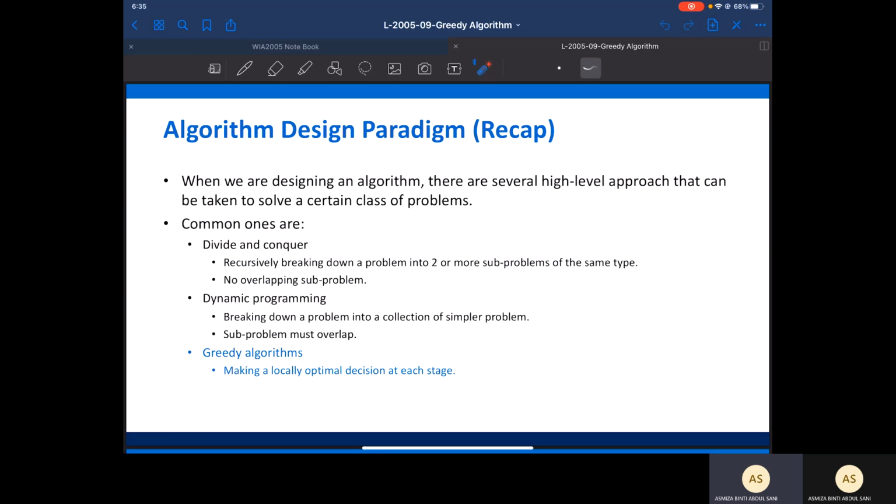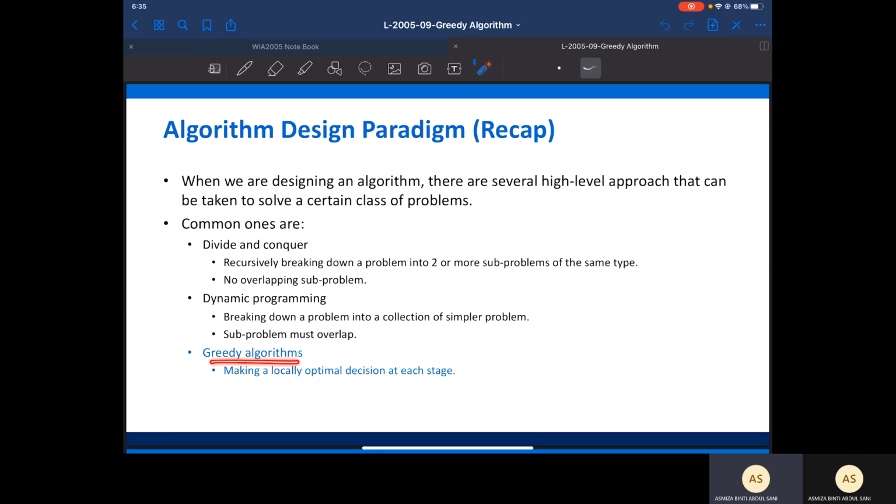As I mentioned, whenever we want to design an algorithm, there are several approaches that you can take in order for you to design that algorithm. And we have looked into the divide and conquer, whereby if you can divide your problem into sub problems, you can recursively solve the problem by breaking it into sub problems, and then combining it back to get the complete solution. So we have looked into the divide and conquer.